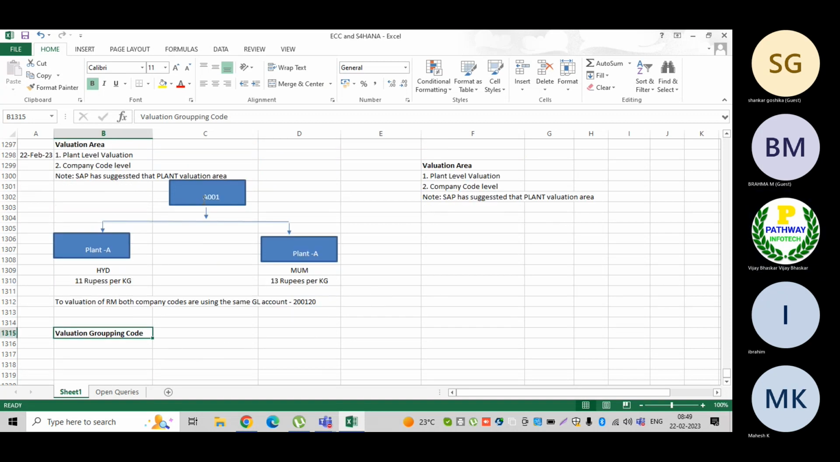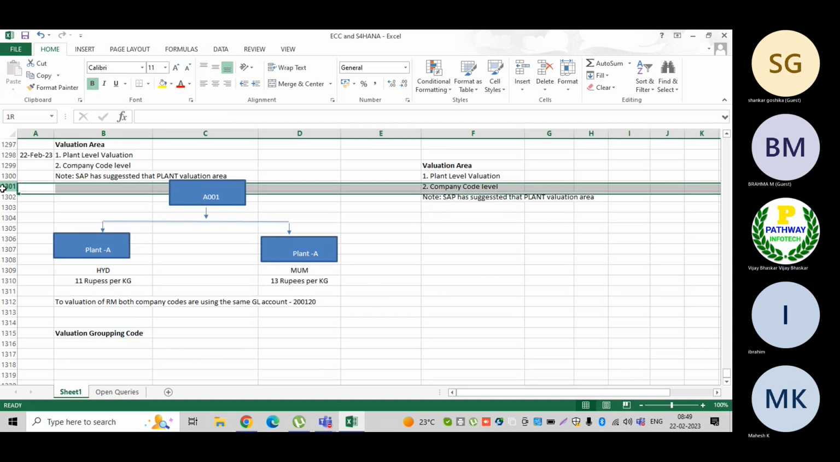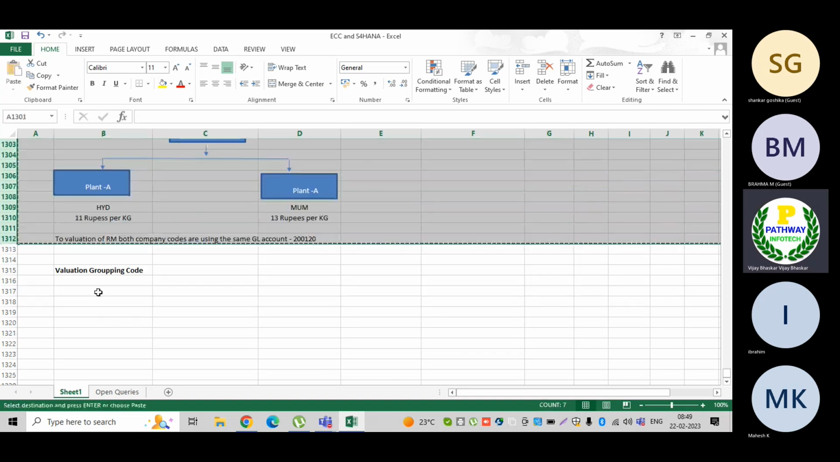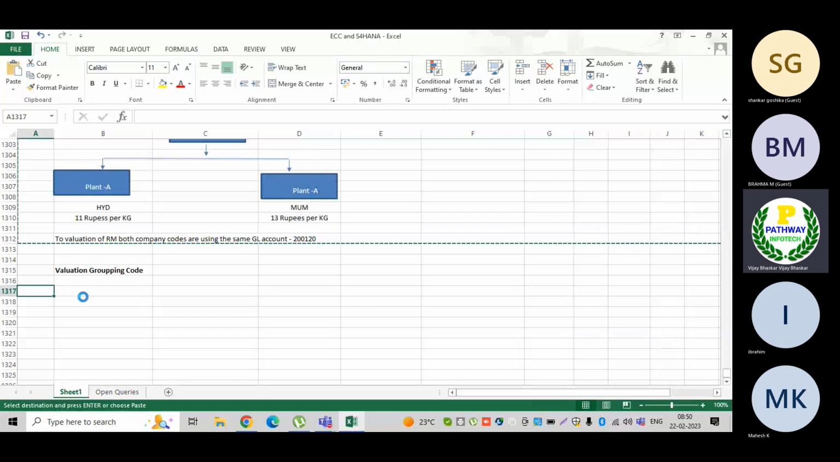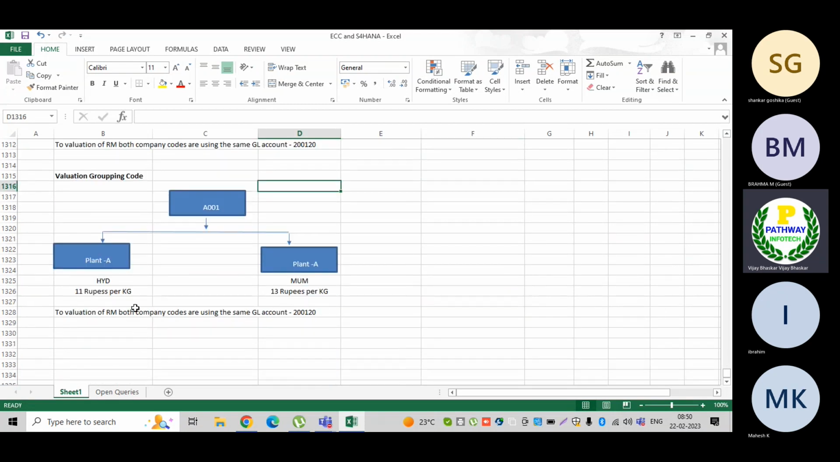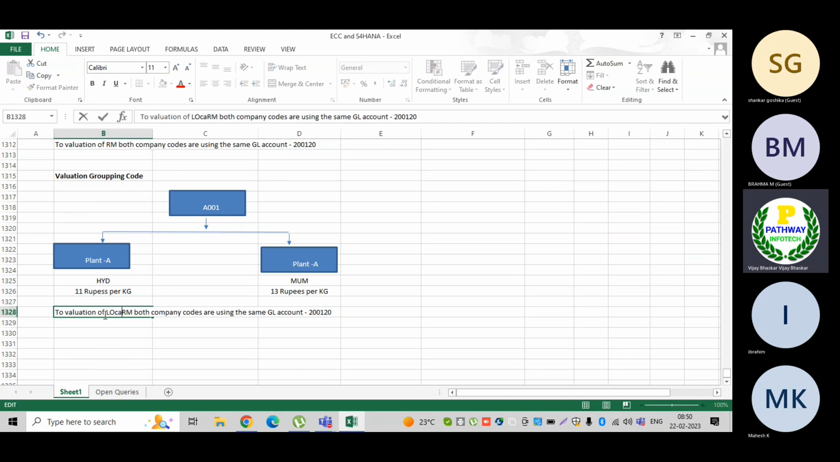Then let me come to the valuation grouping code. Let me take this example here. What exactly is meant by the valuation grouping code? Now let us assume, for local raw material purchases, the valuation of the local raw material.